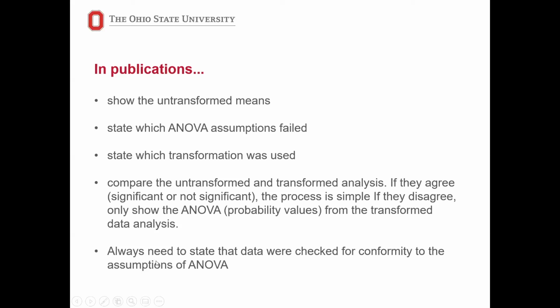In our publications, we always need to state the data were checked for conformity to the assumptions of ANOVA. Even if it passed the assumptions, we should always state that we did that, for the rigor of that analysis: we checked for conformity, and our data met the assumptions of ANOVA. It's very comforting to the reader to know that the data analysis was done with sufficient rigor, that you checked for those assumptions of ANOVA and that no adjustments were necessary.